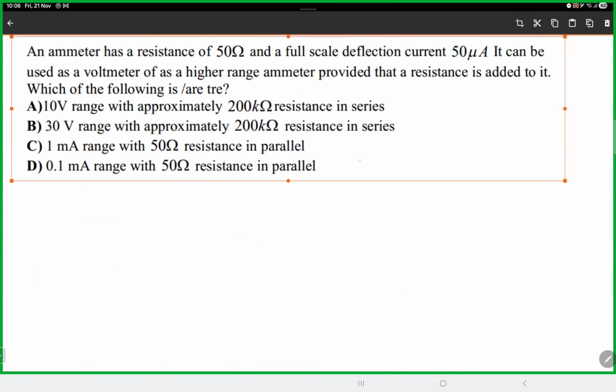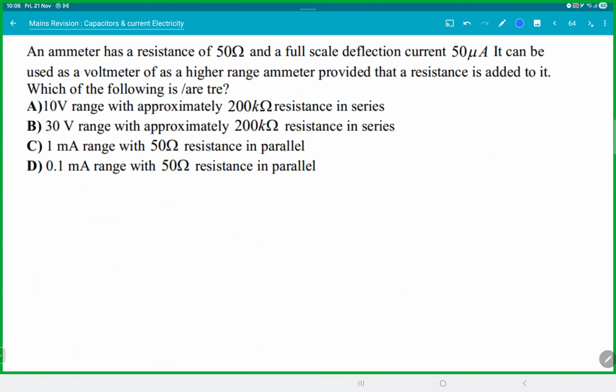Let's get this ammeter thing. Ammeter is 50 ohms, full scale deflection, used as a voltmeter, as a higher range ammeter. 4 options. Check. This will take care of ammeter and voltmeter questions. You have to check all 4 options independently. Luckily, actually, you have to check only one option. If you put 200, see whether 10 or 30. If you put 50, see whether it is 1 or 0.1. You have to check only 2 options. There, just substitute in the formula, you get the answer.